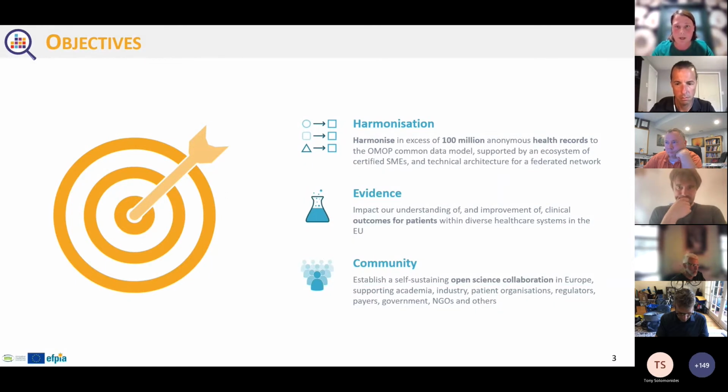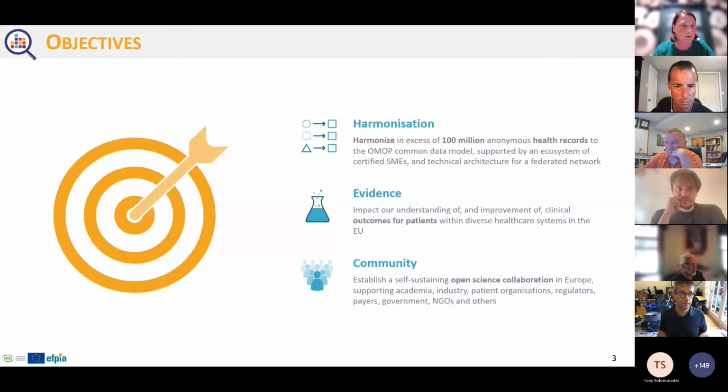The second point after the harmonization is the evidence. We do a lot of studies, a lot of study-a-thons, e-thons, to create evidence and publish it, so there's a lot of outcome from the EHDEN project. Last but not least, we're building the community of open science collaborators. We bring together all the stakeholders: patients, academia, industry, but also payers, regulators, HTA bodies, governments, NGOs, and all of the above, to make sure that we build an ecosystem that's sustainable in the long term.